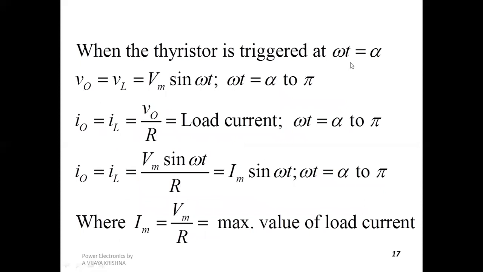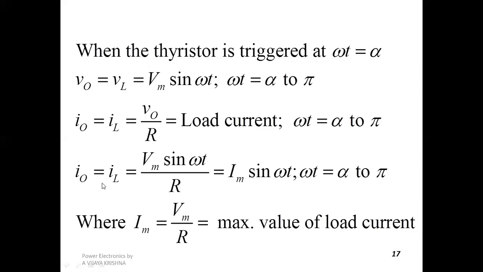Therefore, at omega t equal to alpha, V naught is equal to VL, which equals Vm sin omega t, the output voltage across the load, for omega t from alpha to pi. And what about the output current? I naught is equal to IL, which is V naught by R. We get this only during the interval omega t equal to alpha to pi.